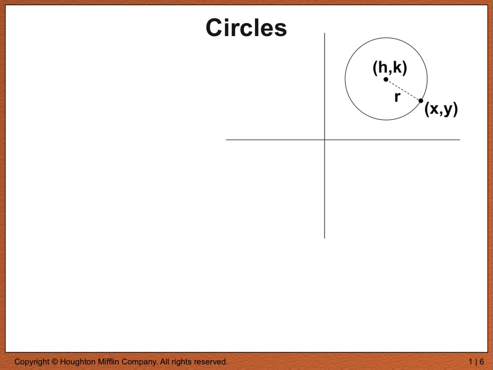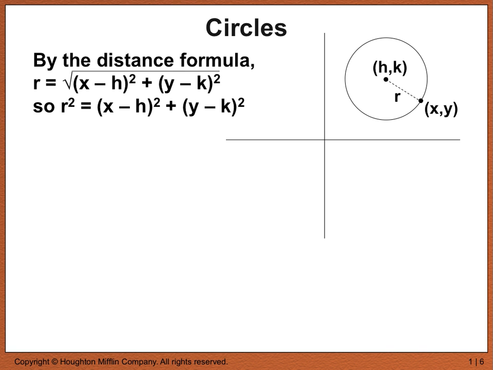Last thing we'll talk about today is circles. By the distance formula, r equals the square root of (x minus h) squared plus (y minus k) squared. Right now we're simply proving the standard form of a circle using the distance formula. Looking at this diagram, this is a classic circle, and the point (x, y) is somewhere on the circle. The point (h, k) is at the center, and r is the radius.